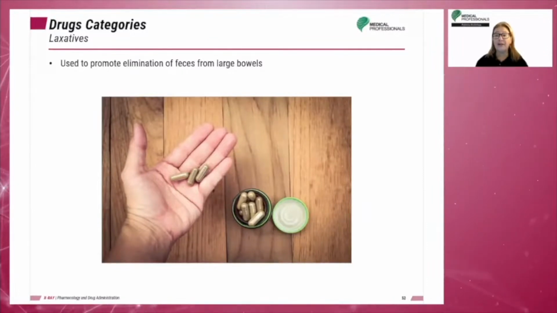Laxatives or cathartics are used to promote the elimination of feces from the large bowel. For example, bisacodyl or Dulcolax is used to increase motility of the GI tract. It tends to produce loose, watery stools.